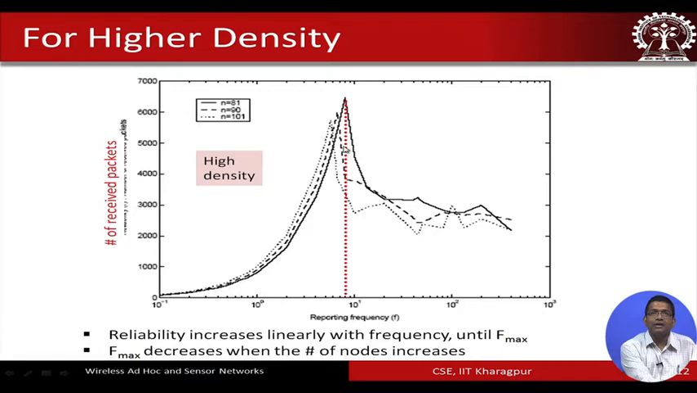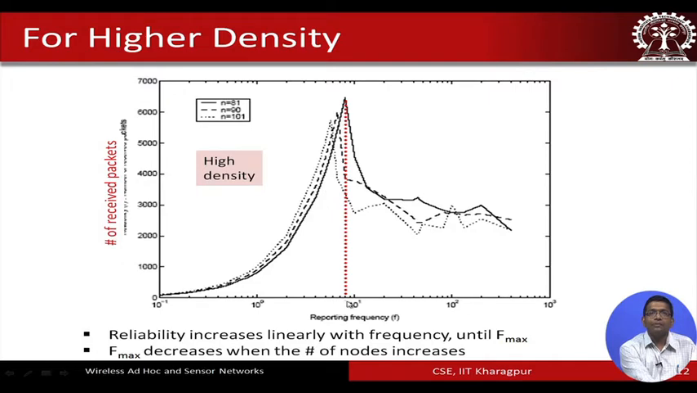Initially, with the increase in the reporting frequency, the number of received packets also increases to a certain value, and thereafter it drops quite drastically. So, the reliability basically increases linearly with the frequency until a certain value f max, and this f max decreases when the number of nodes increases.